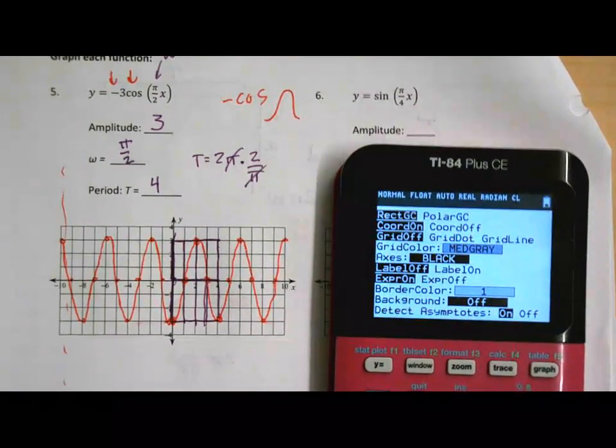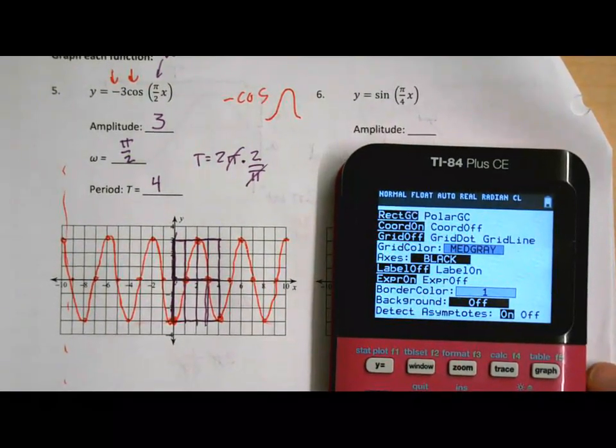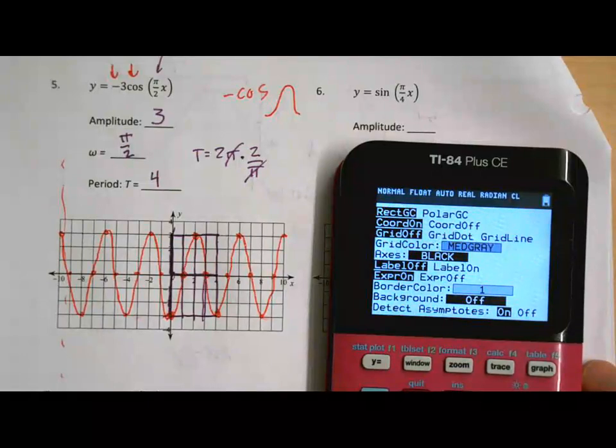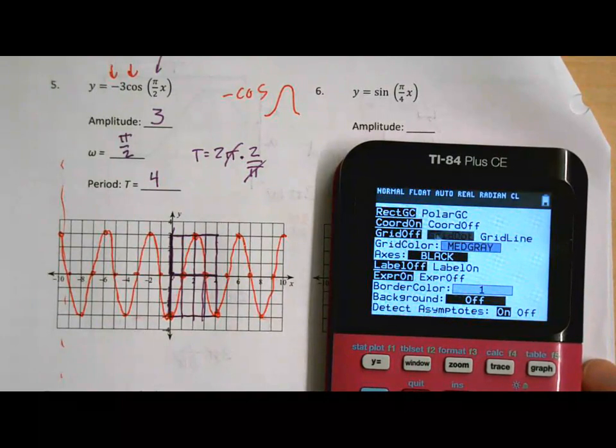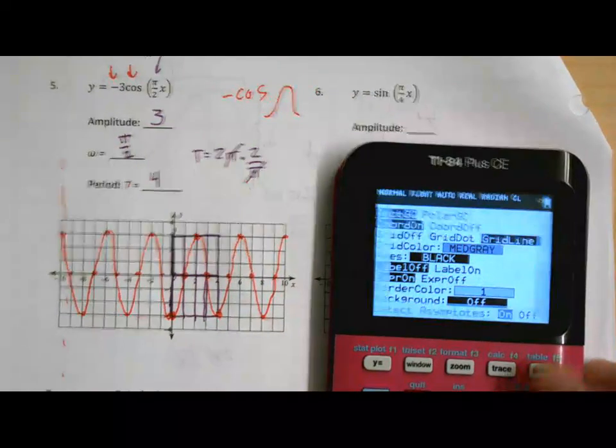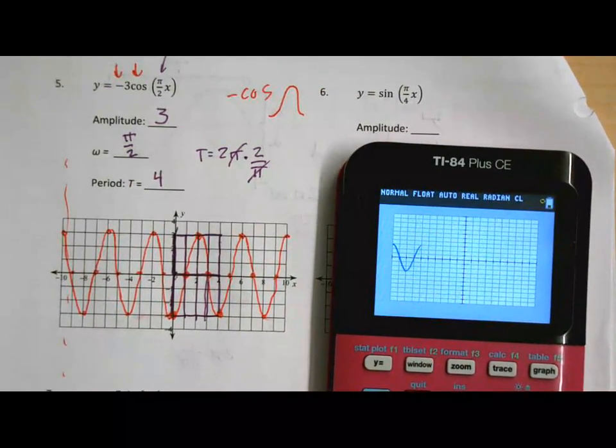A lot of times with these ones, it helps my students to either turn on the grid or grid dot. On the older calculators, like if yours has the black and white screen, you probably want to do grid dot. That might be your only option. Grid line works better for the backlit color version. When you do that, it's basically just going to turn a grid on so that you can more closely match it up to what you're seeing.